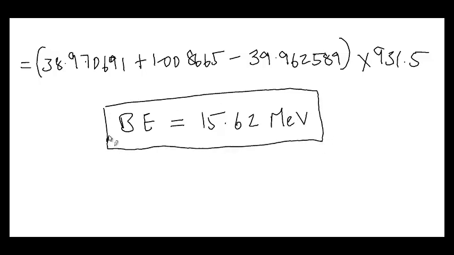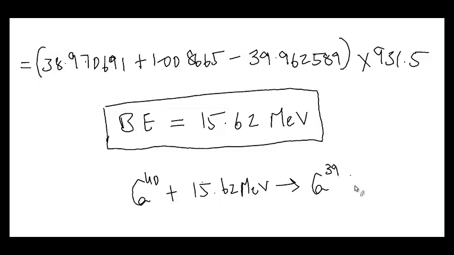So if you have a calcium-40 nucleus, and you supply it with about 15.62 MeV of energy, then you will be able to kick out the least bound neutron and get calcium-39 plus a neutron. So this is another kind of problem based on the binding energy of the nucleus.